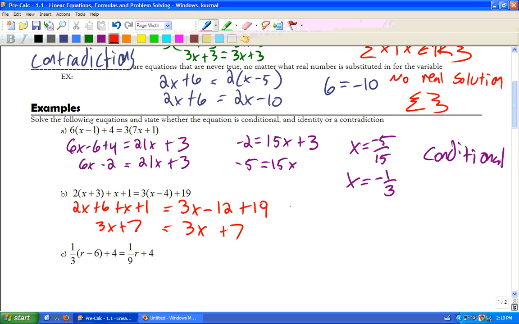And wait a minute, if we keep going, if we subtract 3x from both sides, if we subtract 7, we're going to get back to that 0 equals 0, which is what we're talking about. Once we know that, that's an identity. No matter what value we always put in, it's always going to work.